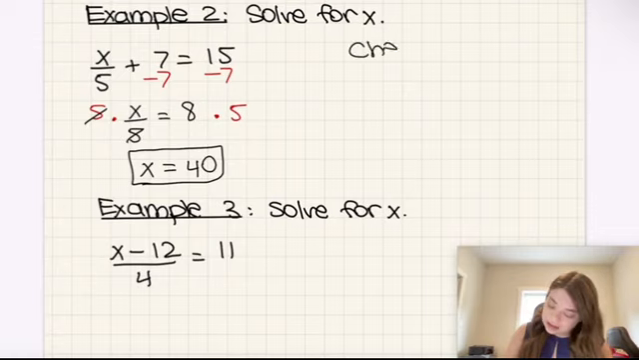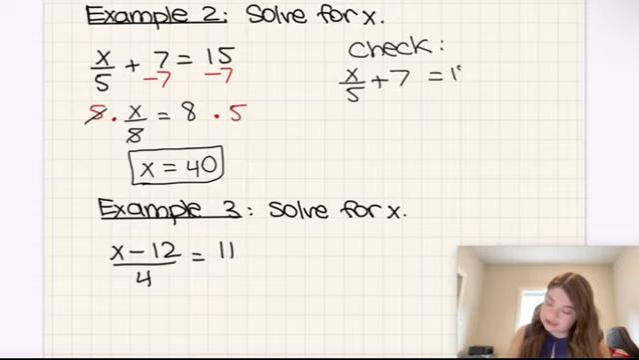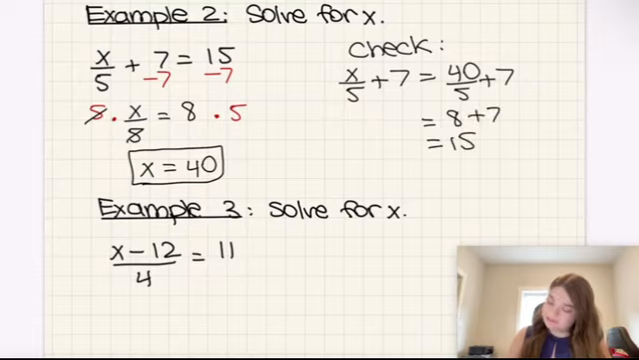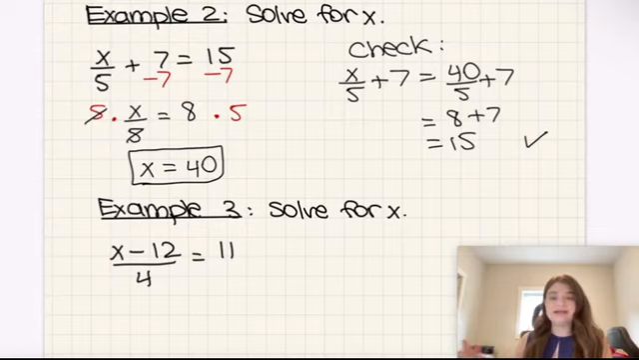Well, you can check by plugging in x equals 40 back into our original equation. Our original equation was x over 5 plus 7 equals 15. Now, is that true? Well, let's check. So let's plug in 40. Is it true that 40 over 5 plus 7 is 15? Well, 40 divided by 5 is 8, and 8 plus 7 is 15. And so, yes, that is correct. That confirms to us that answer is the correct one.